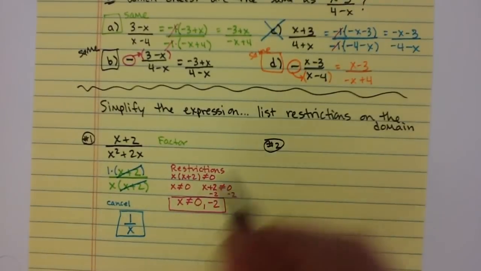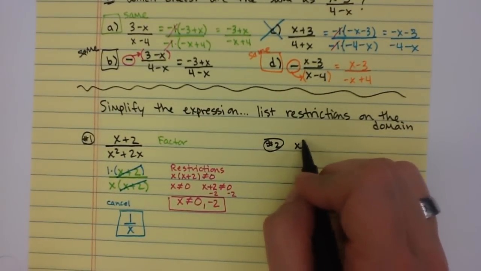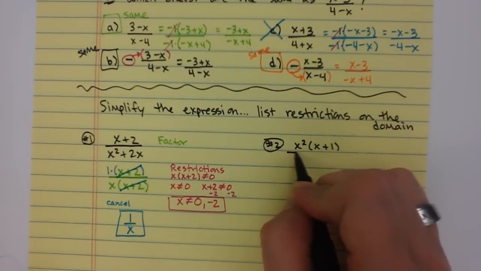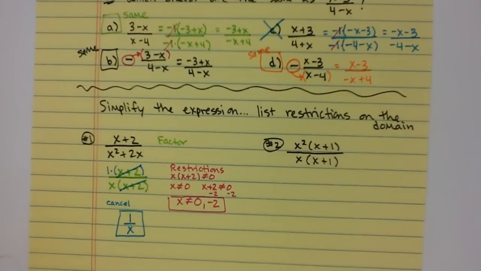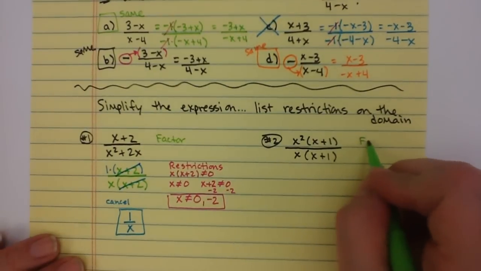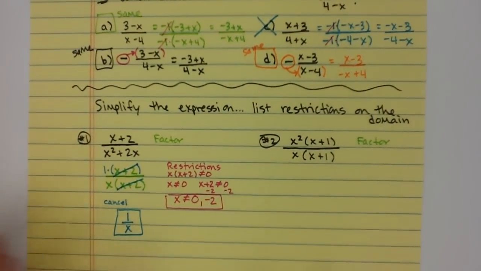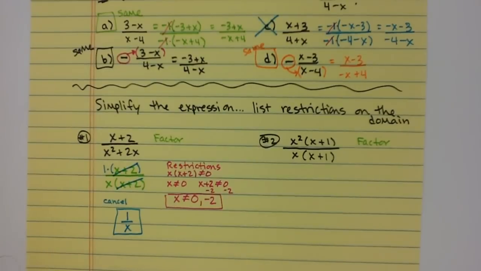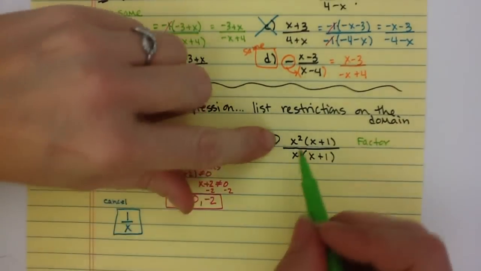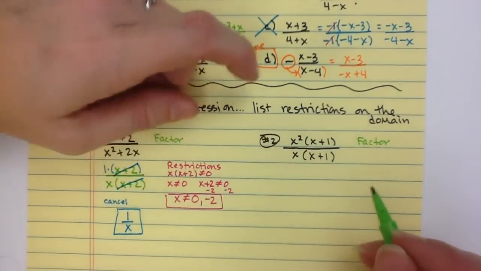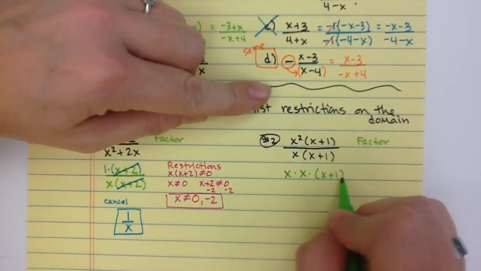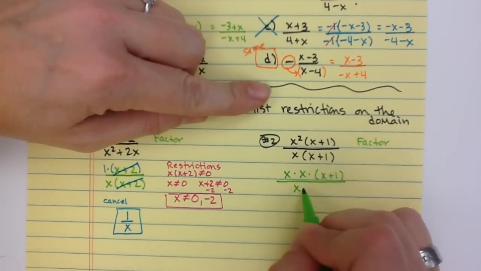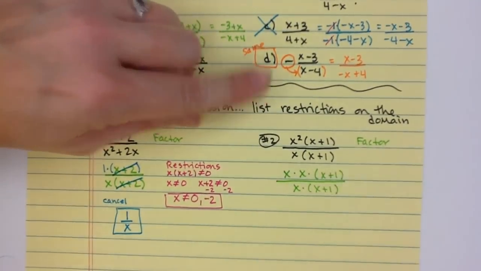Number 2. X squared times x plus 1 over x times x plus 1. So in my steps, the first thing I'm supposed to do is factor. But I'm telling you, this is mostly already factored. The only one thing that we could do would be to break down this x squared and rewrite it as x times x plus 1, and then have it over x times x plus 1.